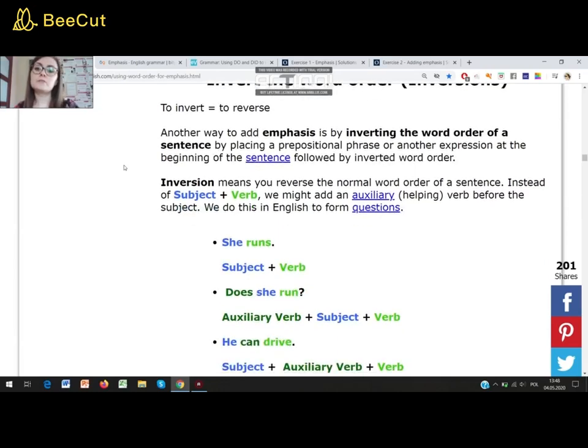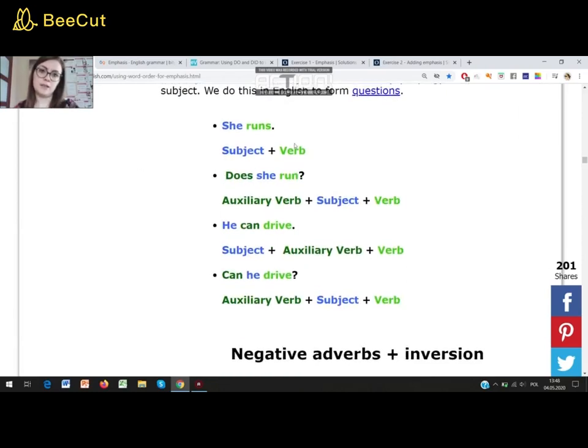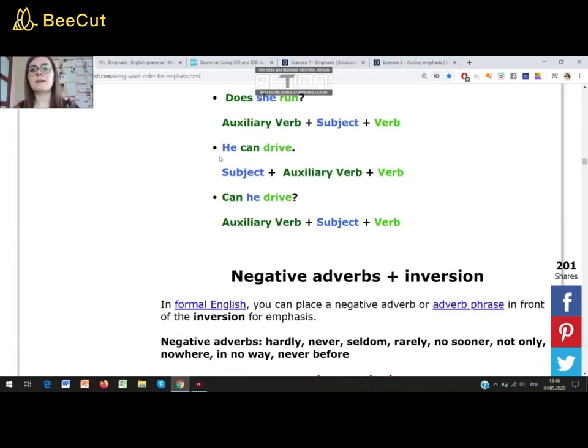Inversion means you reverse the normal word order of a sentence. Instead of subject plus verb, we might add an auxiliary, so a helping verb, before the subject. We do this in English to form questions, normally, but here we can use it to put more emphasis. She runs, so we have a subject and a verb. The question normally looks like: does she run? We have the auxiliary verb, which helps us to make a question, subject and verb. And again, he can drive: we have subject, auxiliary verb, and the main verb. The question is, can he drive?